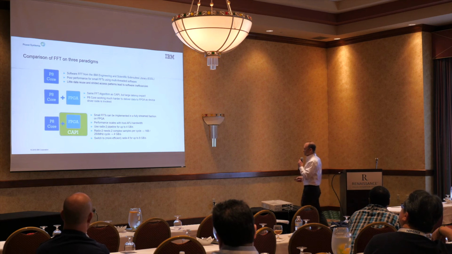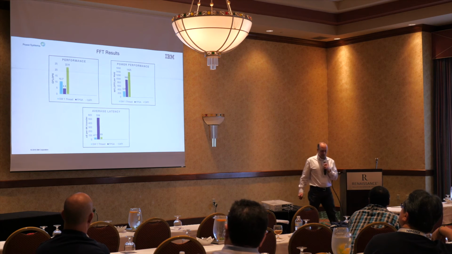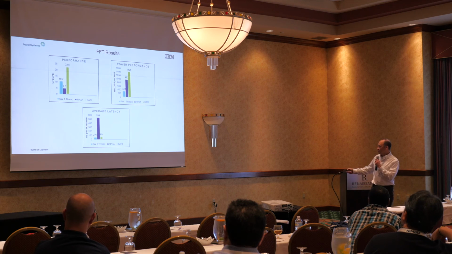But this FFT was pretty compelling because of what they found. This is the comparison of the three different paradigms. The light blue here is software. A software thread was getting around 10 gigaflops per second raw performance. The FPGA with no CAPI was only getting half of that. And then CAPI doubled the software.